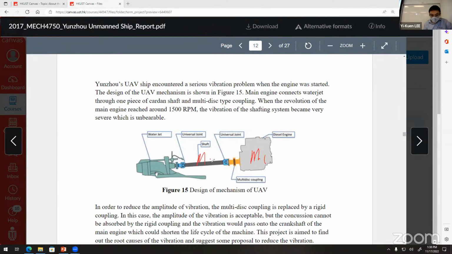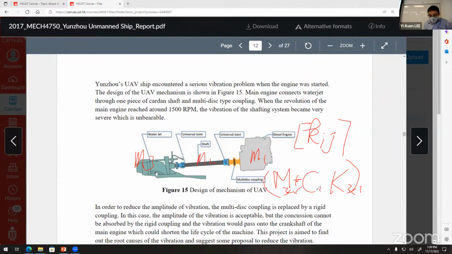M1, M2, M3. And then we should think about how we can determine the K, Kij for this kind of stiffness matrix. And then eventually we determine this M, K, 3 by 3, plus additionally, you may need to estimate some damping, right? So this is the way I suggest to come up with a simplified model for this kind of project.